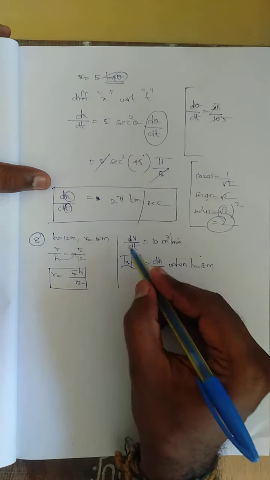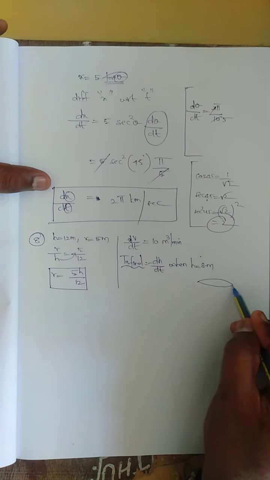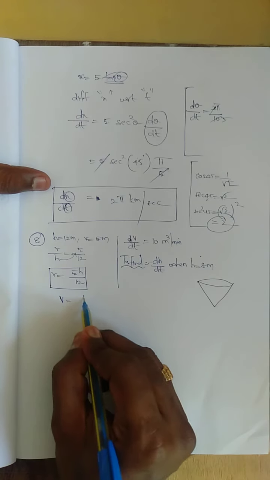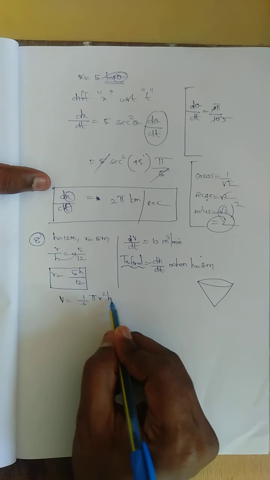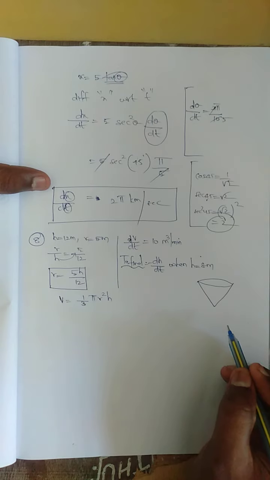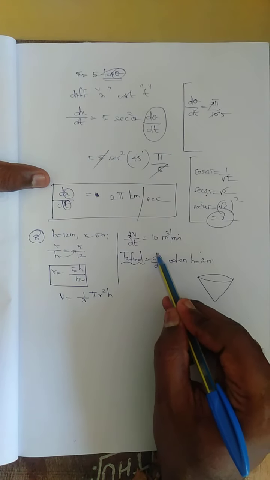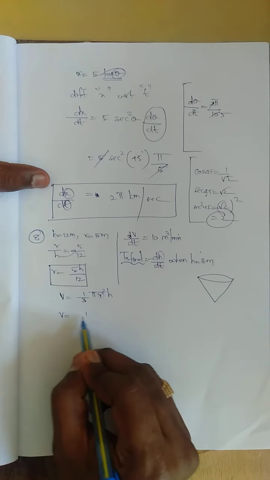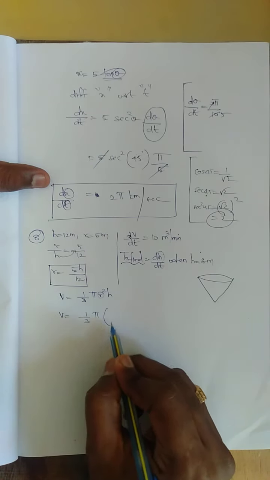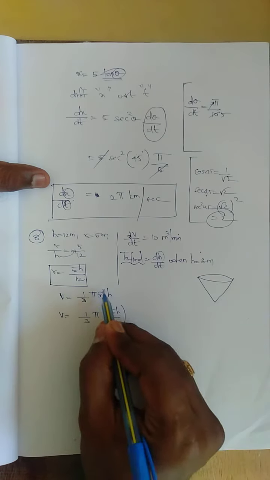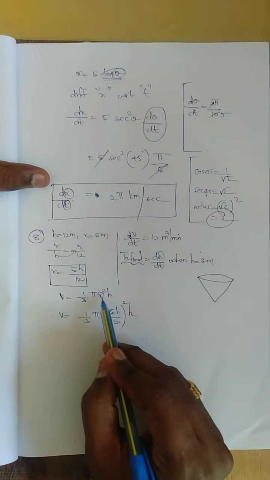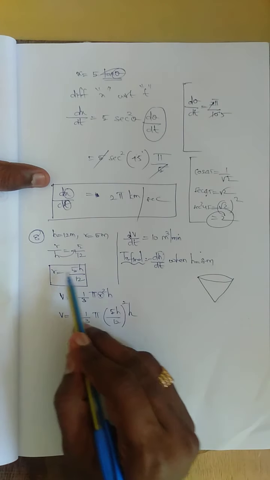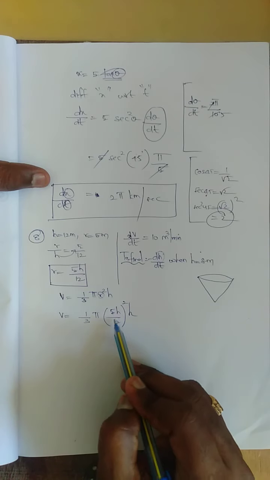First, this is a conical tank. What is the formula for a cone? Volume is 1 by 3 pi r square h. They are speaking only about the height, and height is nothing but depth. We don't need the radius, so remove the radius. So V is equal to 1 by 3 pi, what is r here? r is 5h by 12, the whole square, into h.